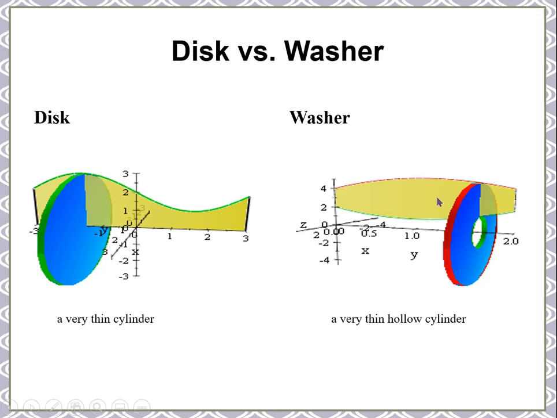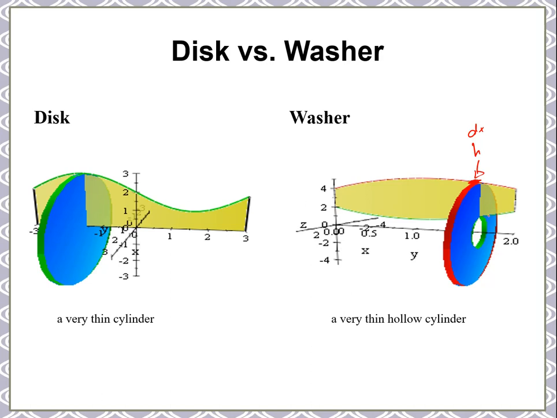Now, the washer method is the same idea. The difference is that we now have a hole in our cylinder, and so we're going to call it a washer. So let me remind you that the height of the cylinder is there. That's the height of the cylinder. And we're going to call that dx because it's going to be the change in x.